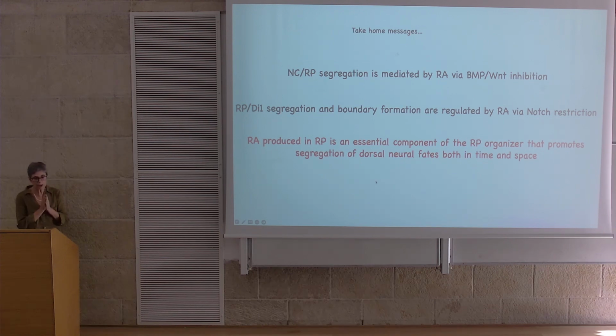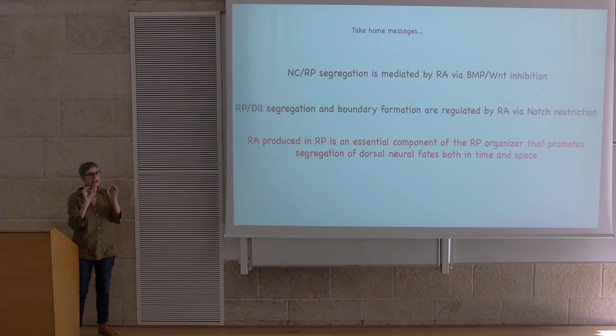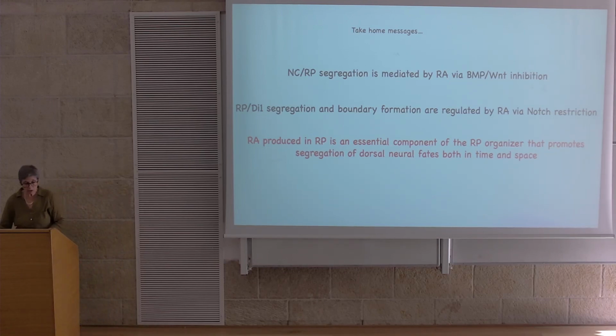And this brings me to the conclusion that retinoic acid, which begins to be produced in a very, very particular time window in the roof plate, is an essential component of what we call the roof plate organizer. I told you the roof plate is a scaffold. It is a very informative and formative area of the dorsal spinal cord and the dorsal portion of the brain that promotes the segregation of 3 different neural fates, both in time as well as in space.